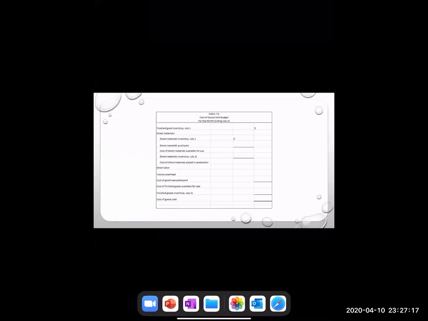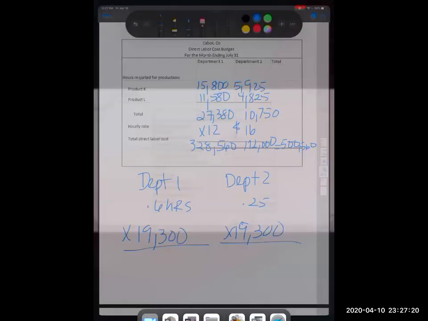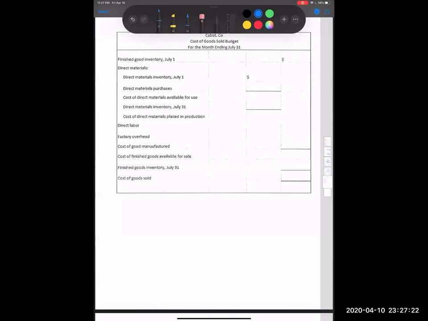So here we are looking again at the cost of goods sold budget. Let's try to combine everything that we've learned so far and put it into this particular budget, okay? So with that, I'm gonna share this particular part and here we are. Let's move that over to the side if I can, there we go.